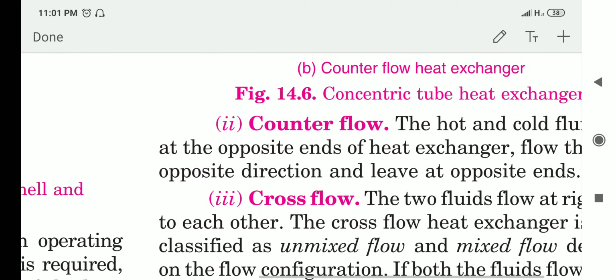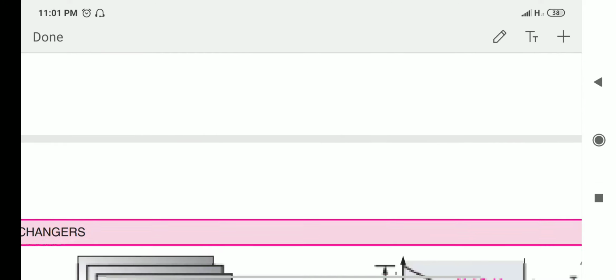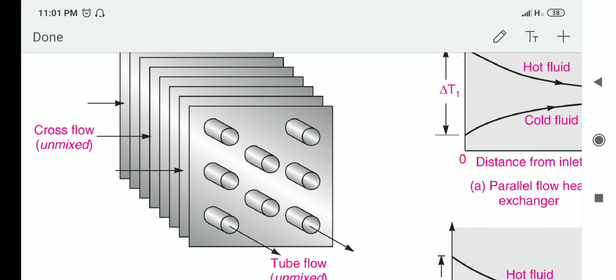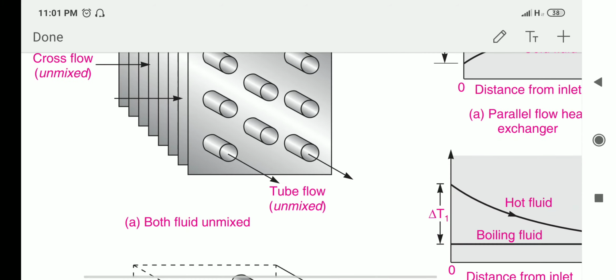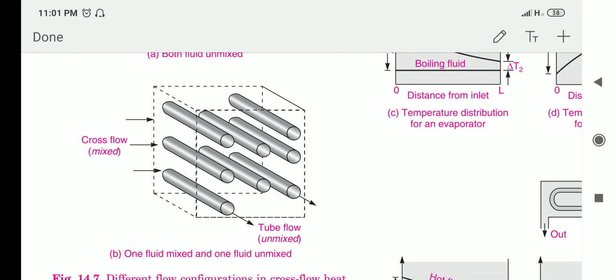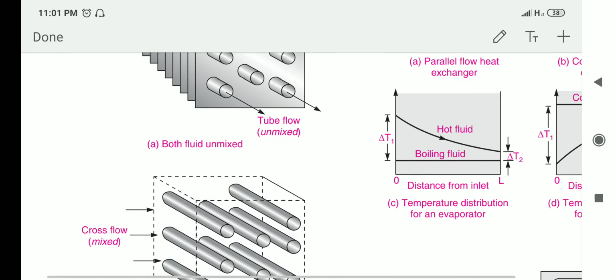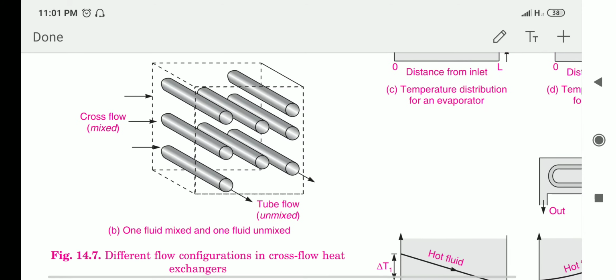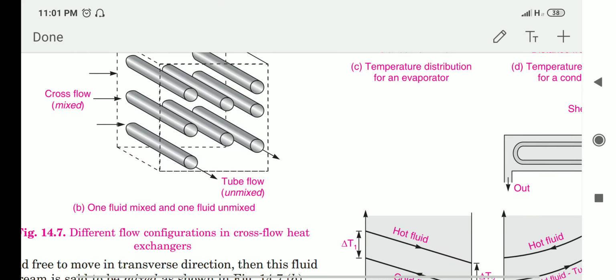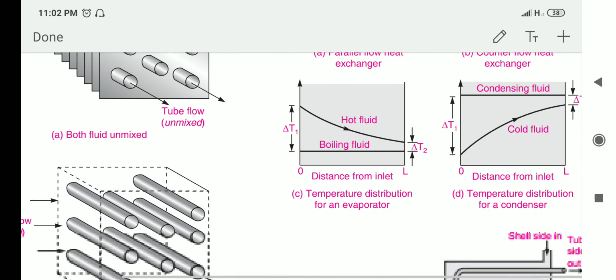Now we have another flow called cross flow. Cross flow, I think the figure is self-explanatory. See, the tube side fluid goes through a perpendicular direction to the other fluid. So it is a cross flow type. It can be both fluid unmixed, one fluid mixed and one fluid unmixed, like that. Then there can be two fluid mixed, two fluid unmixed. So there are various configurations for that also.